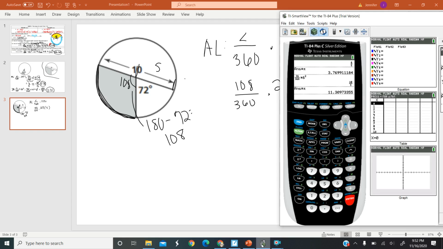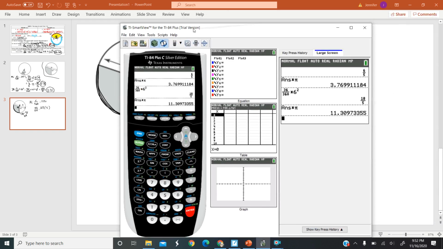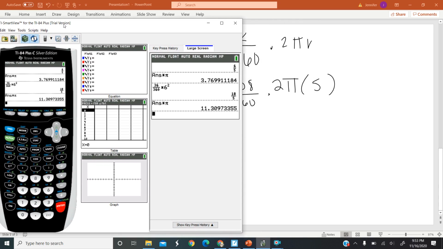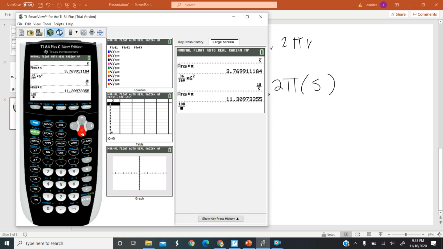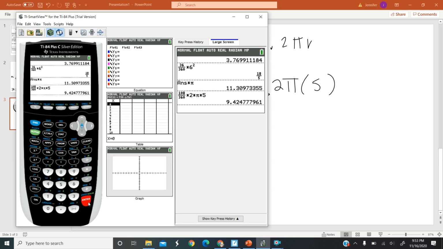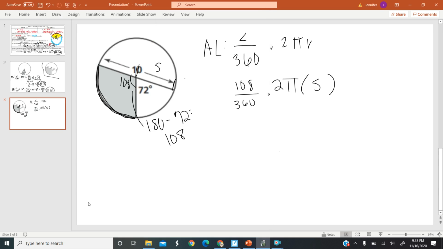On this one, I'm not going to worry about trying to put it in terms of pi. I just want to type it all in so that you guys can see it, just like for the numerical answer. So I'm going to do 108 divided by 360, and then I need times 2 times pi times my radius of 5. And I end up getting 9.42 for my arc length.